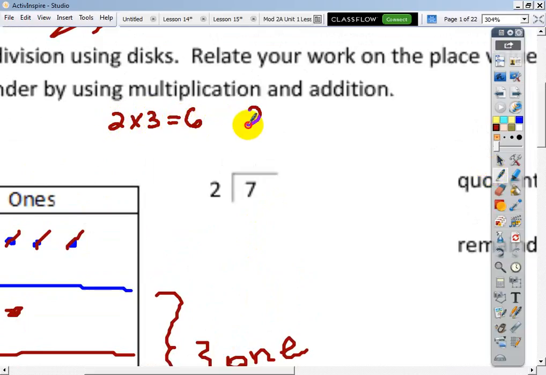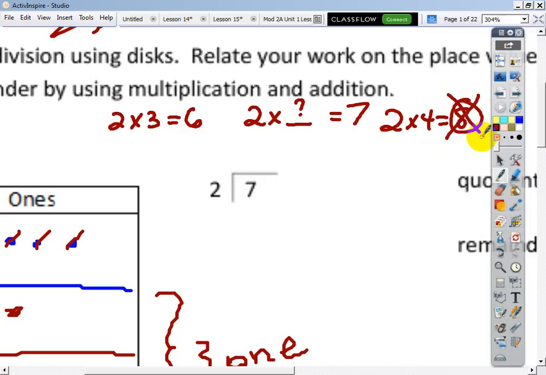I don't have a number 2 times something to get me to 7. That's not a multiplication problem we know, so we can't use a number. So you can't say 2 times 4. That'll get you to 7? No, that gets you over 7 to 8. That's right out. You can't use that. So we're going to say 2 times the closest number on top, which happens to be our 3 ones that we can see down here.